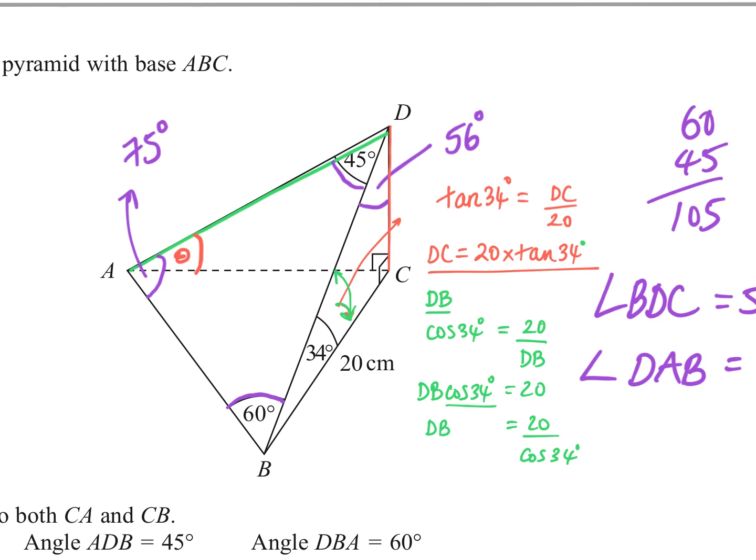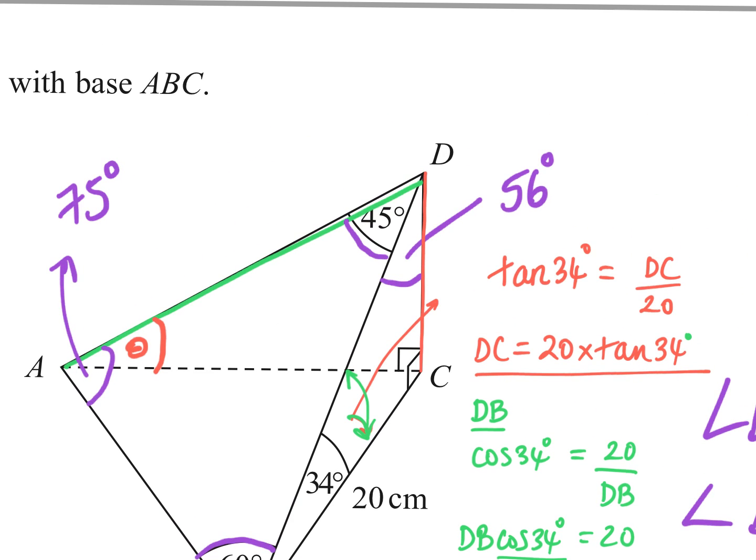So I've got DB and I've got DC. Now, if I can find one more length in this right angle triangle, ACD, then I'll be able to get this angle for sure. And as I've already got DC, I'm going to go for AD. So let's create some space here.